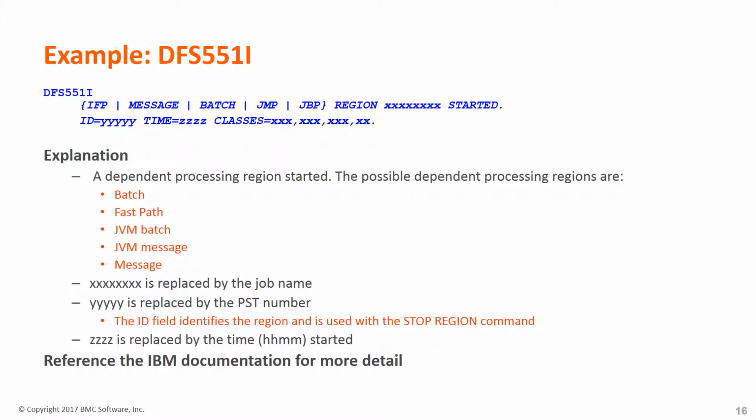Let's take a look at automating a master terminal message, DFS551I. This is a message that gets generated whenever a dependent region gets started in IMS. It could be a batch region, a fast path region, maybe it's host JVMs, or it's a message region. If you want all the additional detail for this message, please reference the IBM documentation. For our purposes, we're going to trap it, and then we're going to issue a command in response.